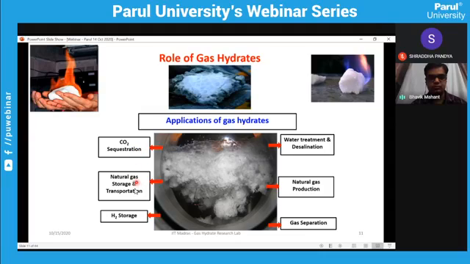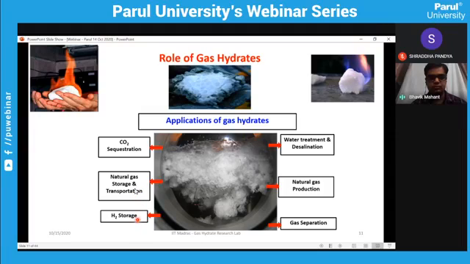Second thing, natural gas storage and transportation. As we know, at present, natural gas is transported as liquefied natural gas only. We can shift to solidified natural gas by using the gas hydrate technique. We can pressurize gas at low temperature, it will convert into a solid, and we can transport it as a solid also. I will discuss this more in later slides.